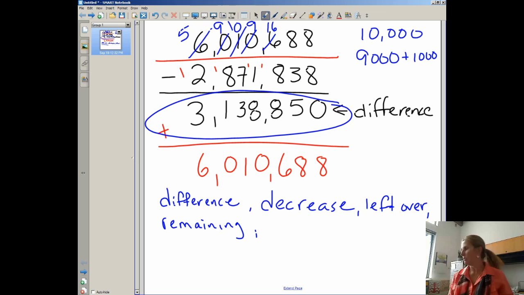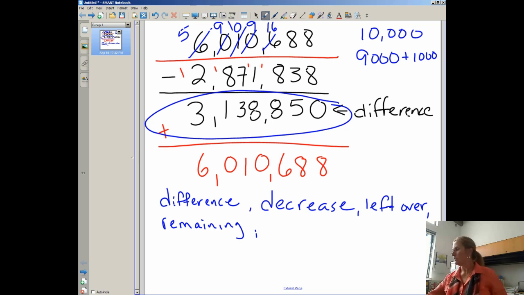What else is a good subtraction word? I'm trying to think. Difference, leftover. All right, well, if I think of more, I'll throw them out there at you. But those are just some of the ones that when you're doing word problems, you sort of look for.